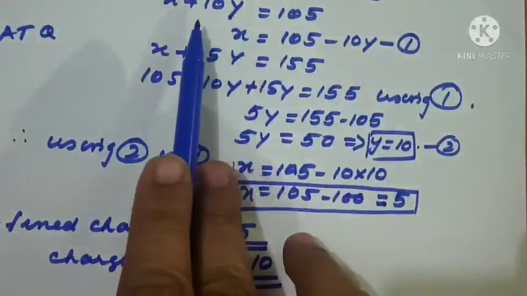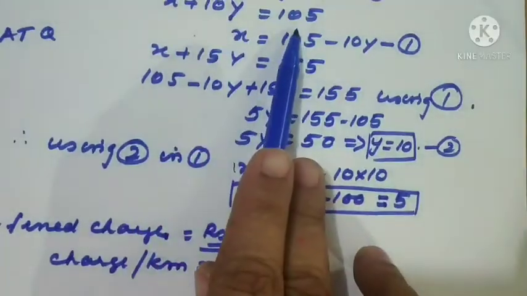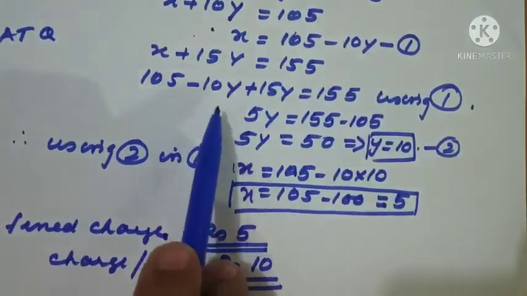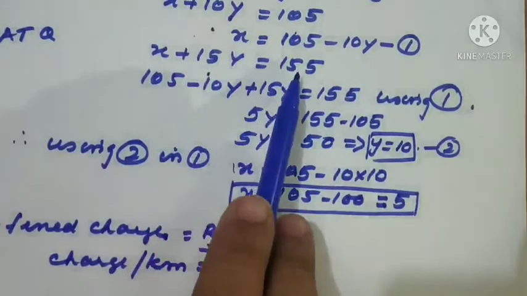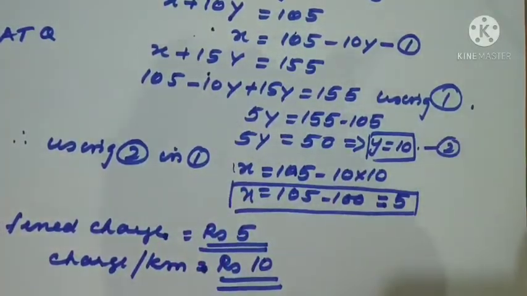So we have formed the equation x plus 10y equal to 105 for the 10 kilometers. Similarly, for 15 kilometers, it is x plus 15y equal to 155. So we have solved and we got a fixed charge of 5 and a charge per kilometer of rupees 10. So with this, today's video I am winding up.